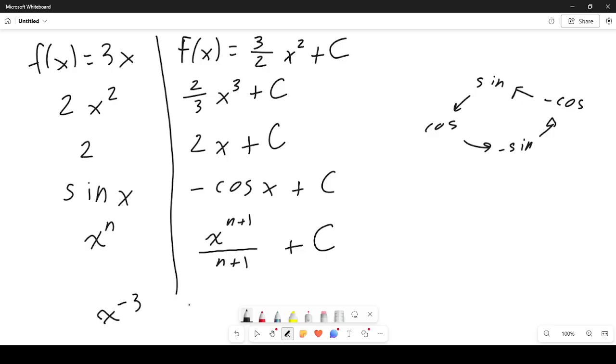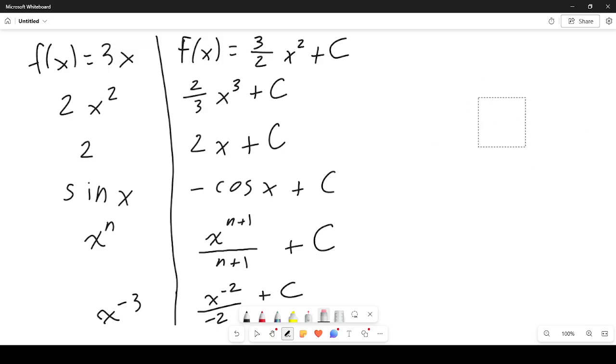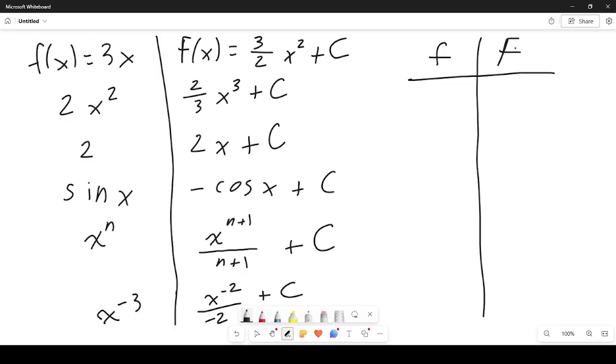x to the negative 3, so we raise the exponent by 1, it becomes x to the negative 2 divided by negative 2 plus c. So yeah, all we're doing is working derivatives backwards. And if you're not sure, again, you can always just take the derivative of your answer and see if it gets you back to where you started. Let's do a few more here. Here's little f, here's capital F.